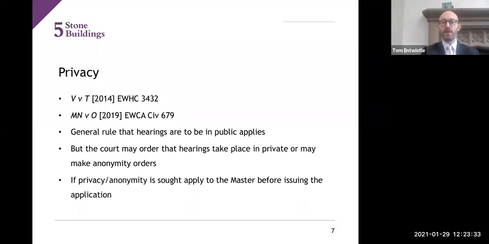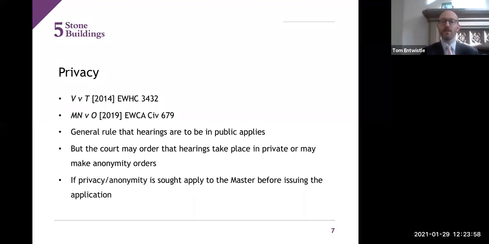There have been two recent decisions in which privacy has been considered. The first is V against T, in which the applicant applied for an order that the hearing should be held in private on several grounds. It was said that the value of the trust fund was much higher than is usual. No detail of that, one can only imagine.